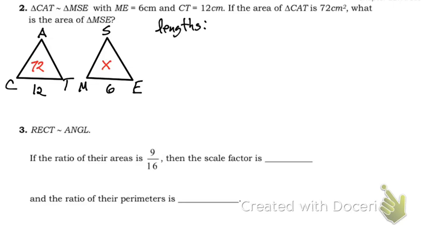Our length ratio would be 12 over 6. I'm just going to use 12 over 6, which is going to be 2 over 1. I'm going to leave it as 2 over 1. I'm not going to make it 2 because it starts getting confusing if you lose your fractions.